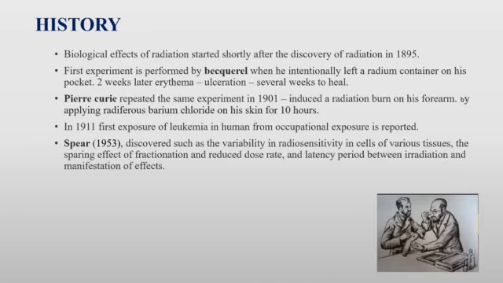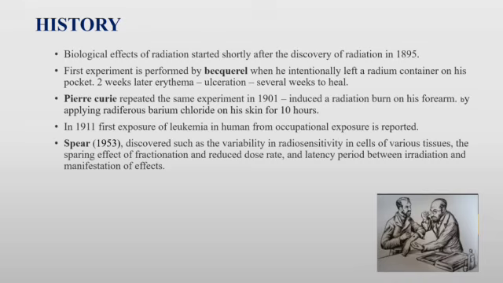Looking back at history, biological effects of radiation were noticed shortly after the discovery of radiation in 1895. Becquerel was the first to experiment by intentionally leaving a radium container in his pocket. He developed erythema after 2 weeks, which led to ulceration, and it took several weeks to heal. Pierre Curie repeated the same experiment in 1901 by applying radiferous barium chloride on his skin for 10 hours, inducing a radiation burn on his forearm.